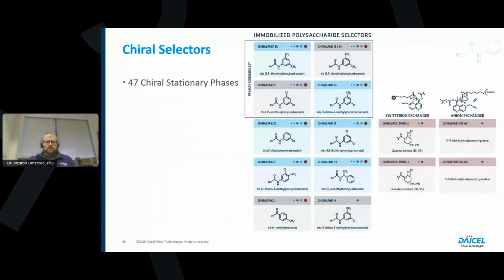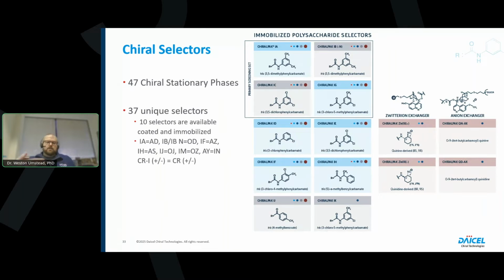Of all the chiral selectors that we have available, there are 47 in total. There are 37 unique selectors. That's because there are some that are shared between the coded and the immobilized technology. As an example, IA and AD both have this 3,5-dimethylphenyl carbamate on amylose. However, IA is the immobilized equivalent and AD is the coded equivalent. So we do treat them as separate columns because of the expanded solvent range compatibility. We can do some different things with IA than we could with AD, and the selectivity is often a little bit different because of that immobilization process.